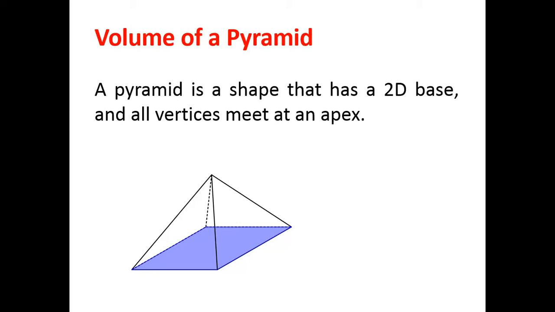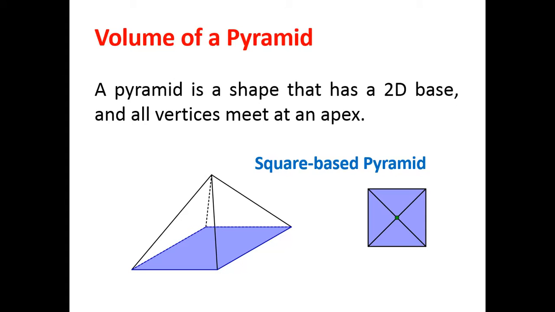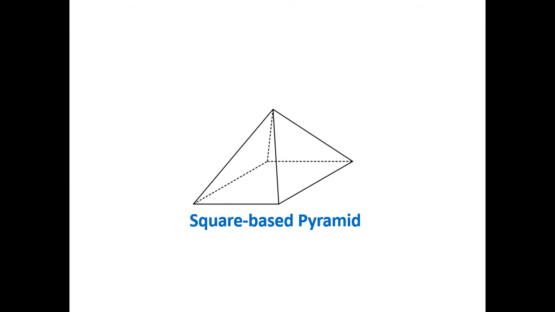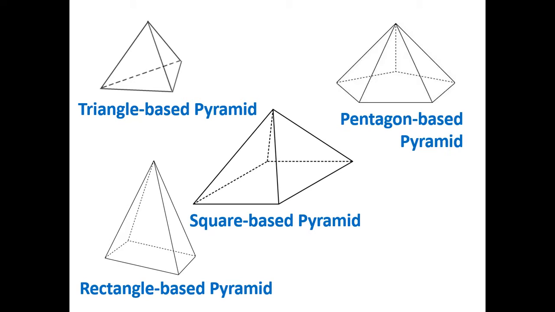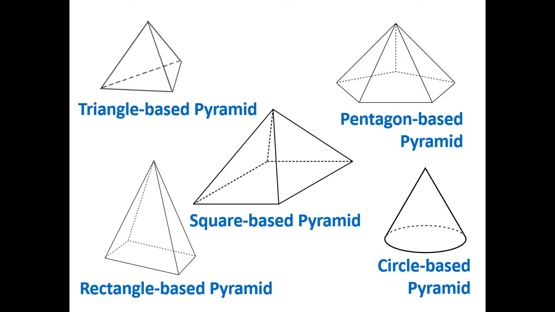Now the base is a square. You may not recognize it as a square with the way I've drawn it, but if I was to fly over the top of the pyramid and look down, you'll see that the base is indeed a square. So this is called a square-based pyramid. We can have square-based pyramids, rectangle-based pyramids, triangle-based pyramids, pentagonal-based pyramids, and circle-based pyramids, which we often call cones, plus many other types of pyramids.